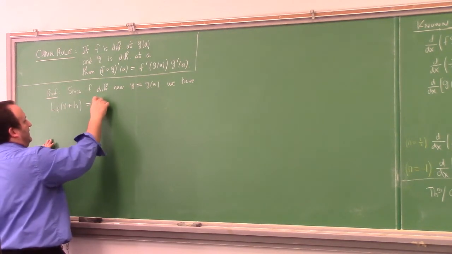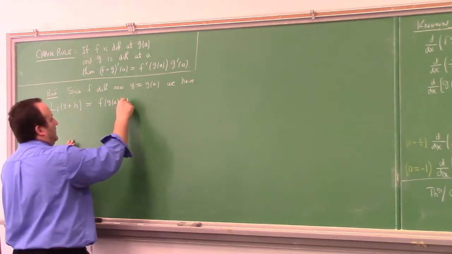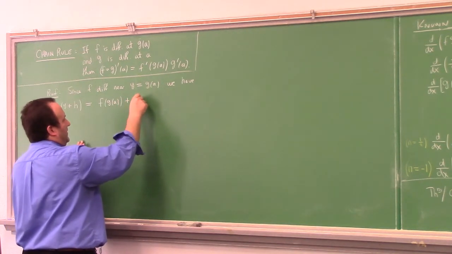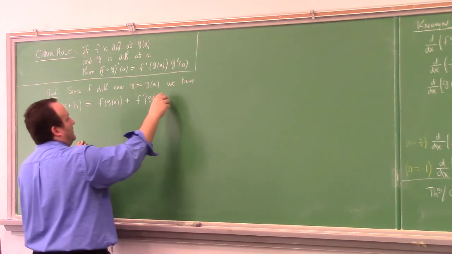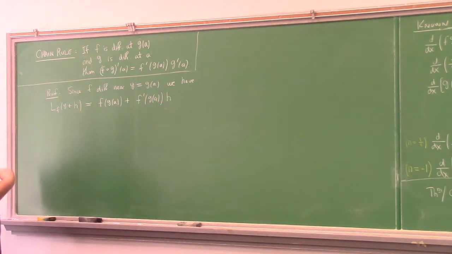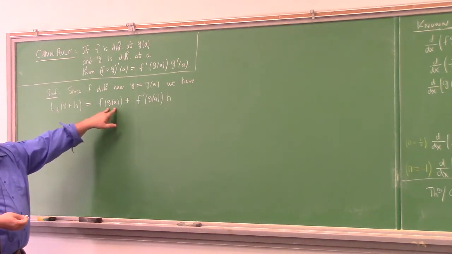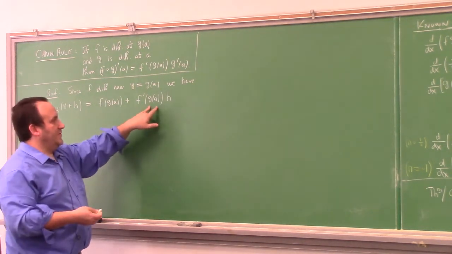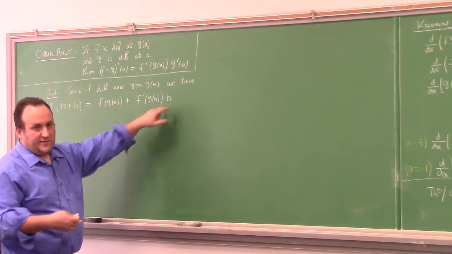So we have f of g of a plus f prime of g of a times h. So that's what the linearization says, that you can write the value of the function at the point plus the derivative at the point times h. This is the linearization of f.